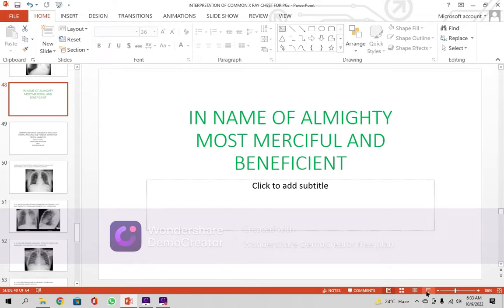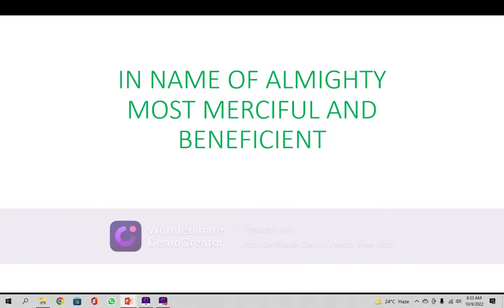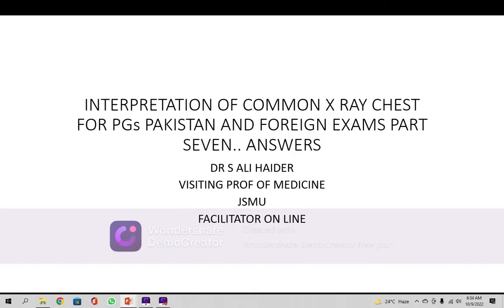I have shown you the X-rays previously. There were 5 X-rays in this section. Now the interpretation of these 5 X-rays, their answers.